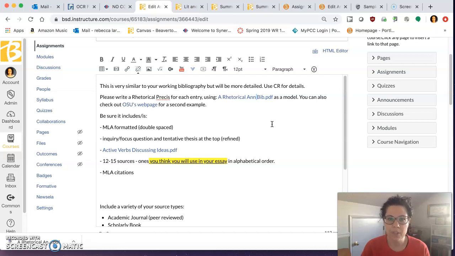At this point, we only want sources that you're actually going to use. And you know this because you've already taken notes on these sources. So if you looked at a source and you realized, I thought this was going to be helpful, but it's not, don't bother using that source in your annotated bibliography. I want to see sources that are going to end up in your essay. Now, not all of them may by the time we get there, but I want to see where you're at right now.